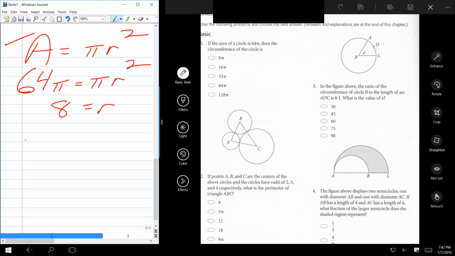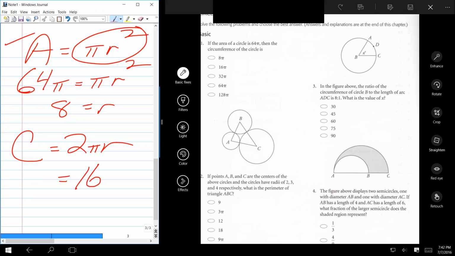Now solve for circumference. What's the general formula for circumference? Remember, it's the same three numbers, different order. 2 pi r. So it would be 16 pi. Exactly.